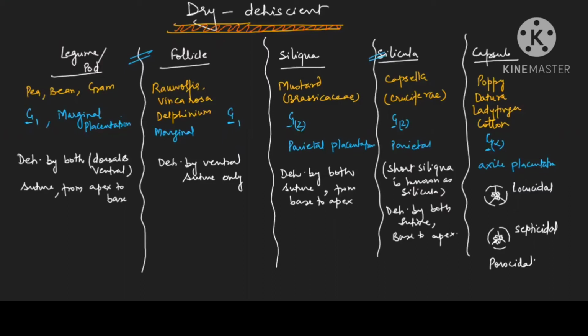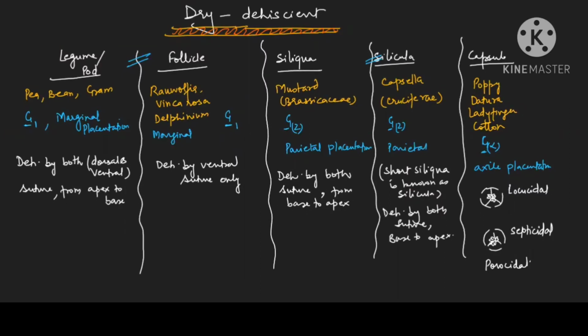Now see, first of all, if you think of the legume, think of the pea. When you see the pea, it is one fruit, and the gynoecium is one, monocarpellary, and the seeds are borne on both the sutures. It can dehisce through both the sutures, through the dorsal suture as well as the ventral suture. Is it clear? It can dehisce through both the sutures, dorsal suture as well as ventral suture.